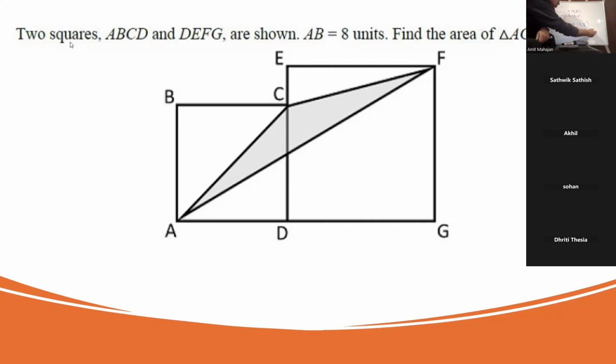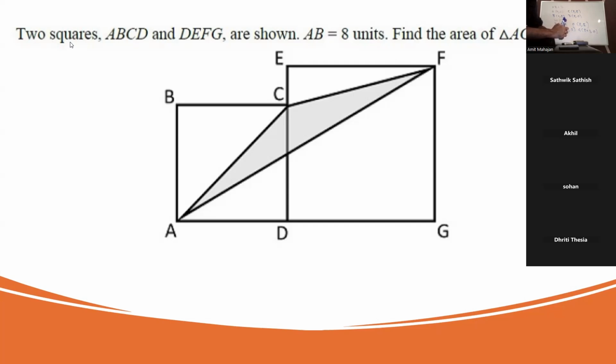Is there anyone who is not clear how Satvik got these 4 coordinates? Is there anyone on the chat, you can tell me privately if you're not clear. Because we need to understand this coordinate geometry, and that's the reason I'm doing this. In this problem, you have to find the area of this shaded triangle ACF, and I want to use coordinates. Now, what will be the area of triangle ACF? So tell me the magnitude of the vector AC.